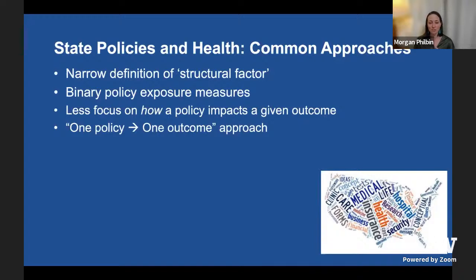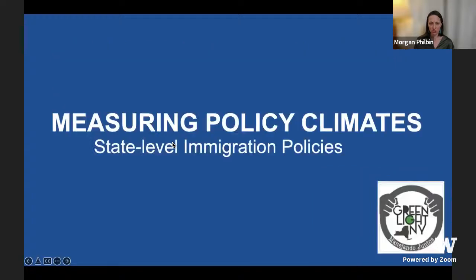And second, this approach also fails to capture the fact that the policy climate into which that single policy is passed can vary substantially from state to state, or that other policies may be simultaneously affecting the same outcome. So taking a policy climate approach may help explain some of the discrepancies we're seeing in results in existing policy research. So I want to first define what I mean when I say policy climate.